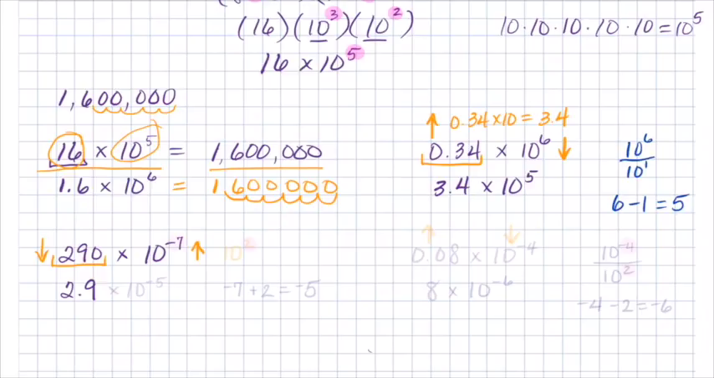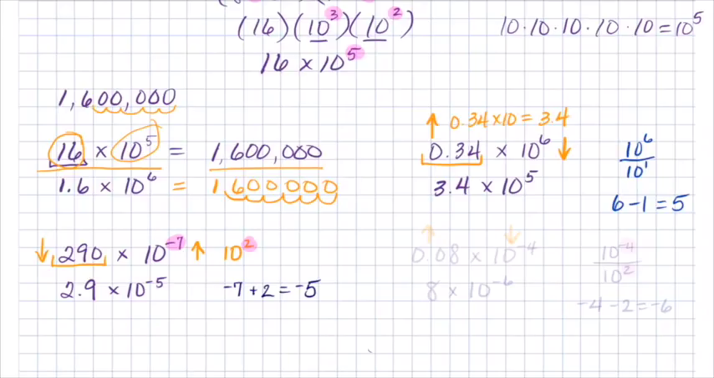100, as you all know, is just 10 times 10, which is 10 to the second power. So in this example, you have to multiply 10 to the negative seventh by 10 to the second. As you recall, when multiplying exponents with like bases, you simply add the exponent. Negative 7 plus 2 gives you negative 5. So our answer would be 2.9 times 10 to the negative fifth.